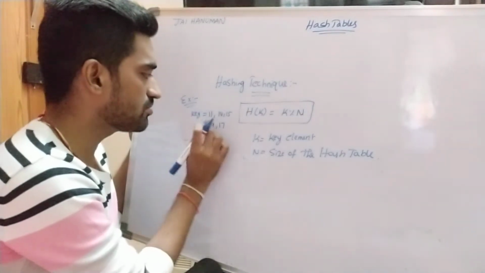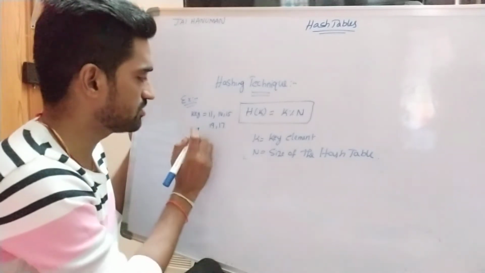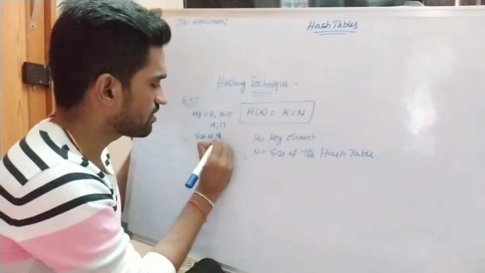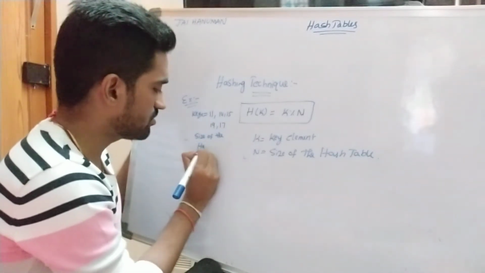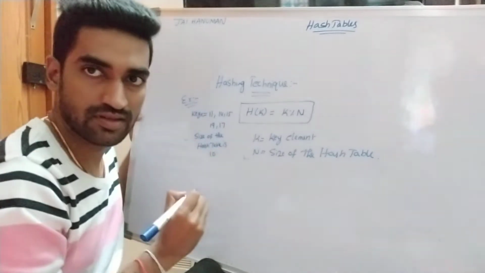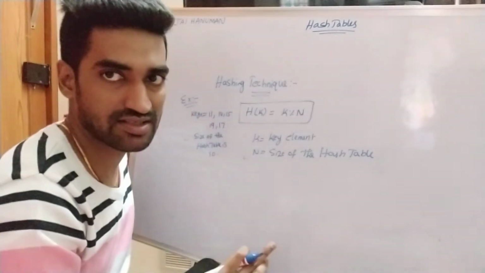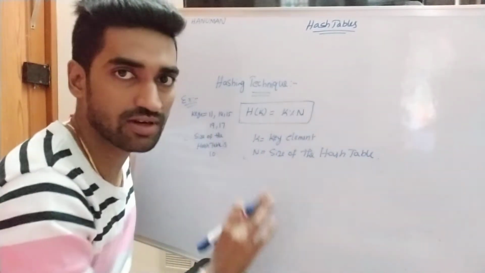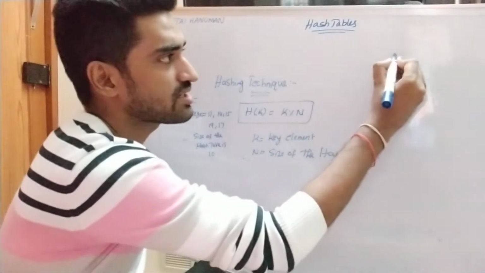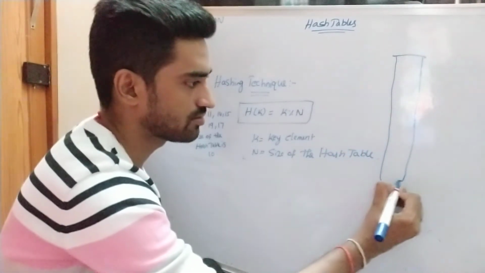As such, the key elements 11, 14, 15, 19 and 17 go into a hash table, and the size of the hash table is 10. Then how do we search or place these key elements into the hash table? So what is the formula? H of k is equal to k modulo division of n. So what is the size of the hash table? 10, right? So here I am considering a hash table with size 10.